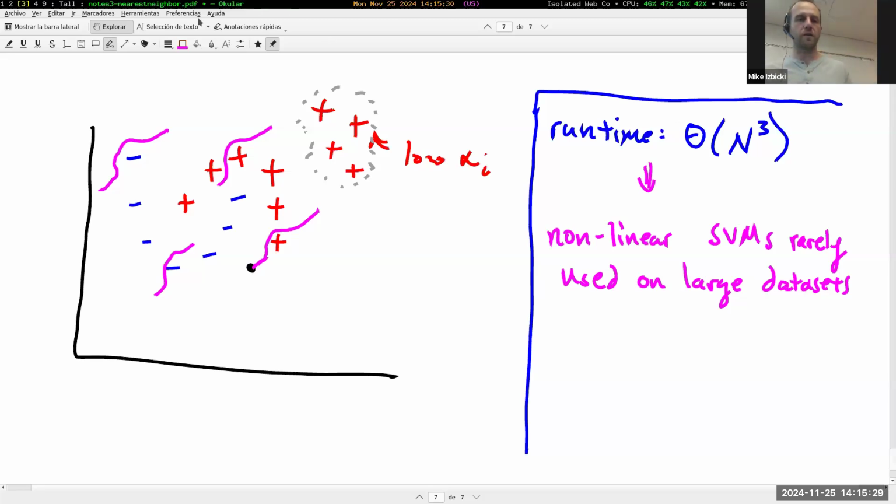There are approximate versions of support vector machines that make this runtime happen faster. But we're not going to cover any details about any of those. And the scikit-learn implementation obeys this Θ(n³) property right here. When might you want to use support vector machines?